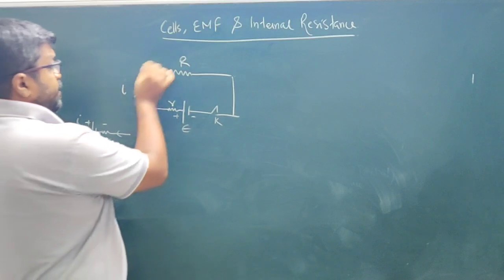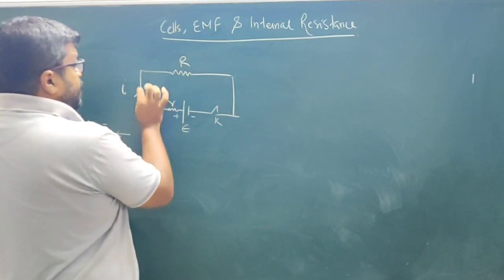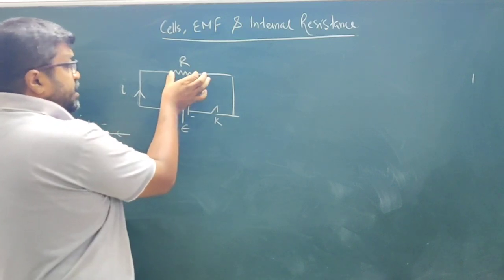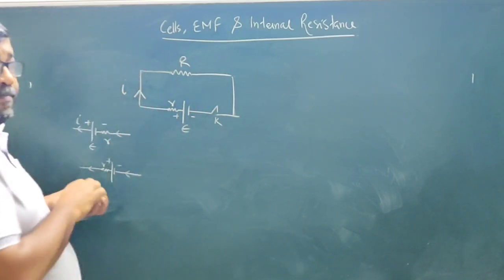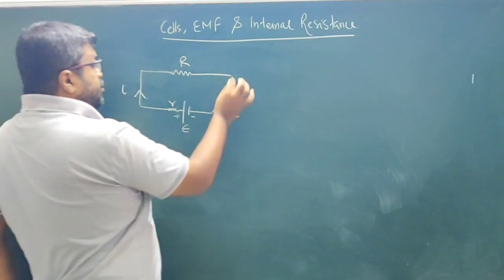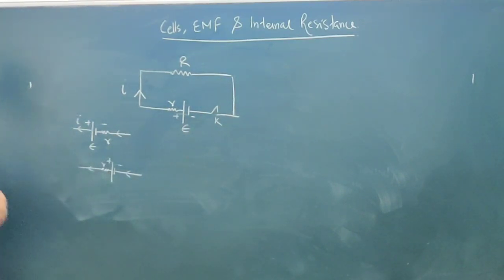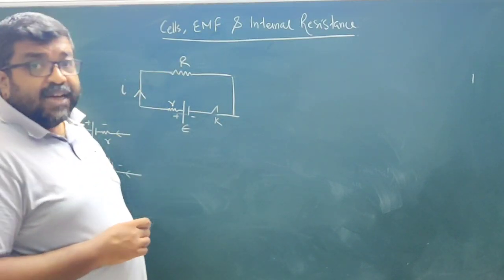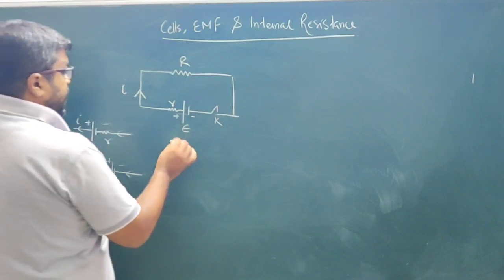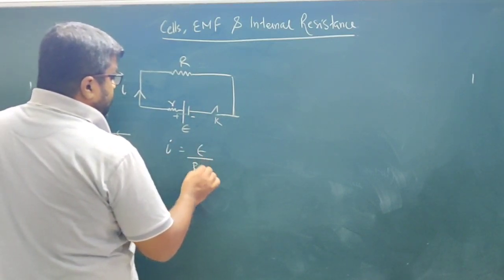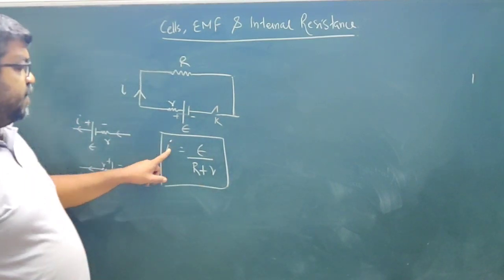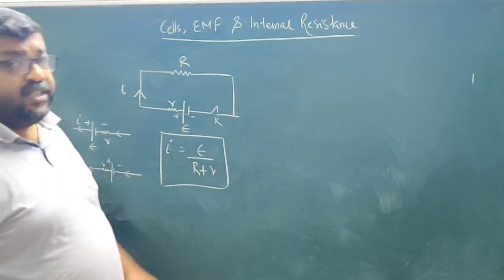Obviously when current flows, it flows like this. That means the current flowing through the external resistance and the internal resistance is the same. Same current is flowing, so this path is also the same. When the same current flows, we say that the components are in series. So what will be the total resistance? R plus r. So this current I is equal to E divided by R plus r. This is the effective current in the circuit: total EMF divided by total resistance.